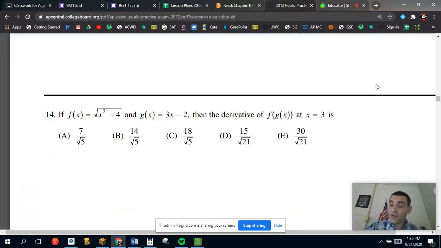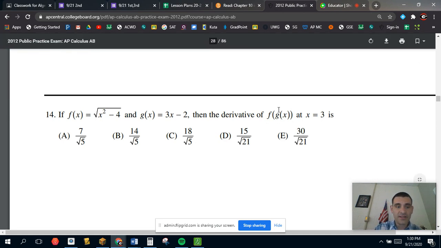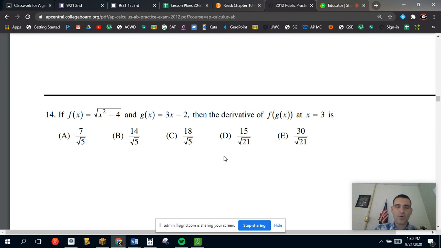We are now going to do number 14. All right, it says if f of x is equal to the square root of x squared minus 4 and g of x is equal to 3x minus 2, then the derivative of f of g of x at x equals 3 is what? Okay, so x squared minus 4.